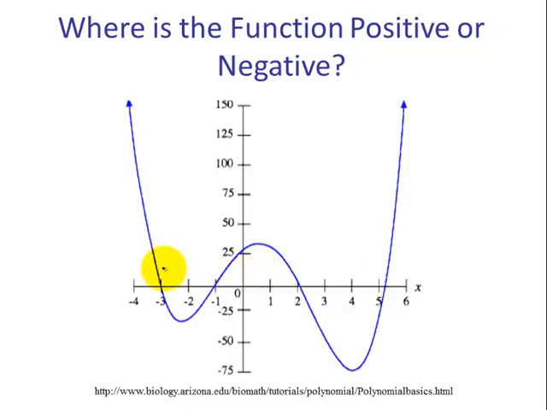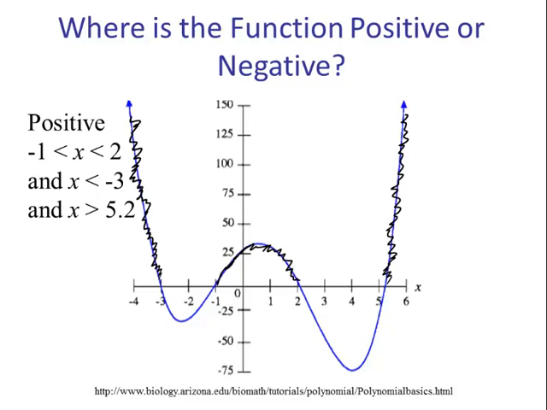Looking at this example, we have three regions where the function is positive. This one, this region, and this region. So the way we'd write these three regions, we would say the function is positive between -1 and 2, when x is less than -3, and when x is greater than about 5.2.